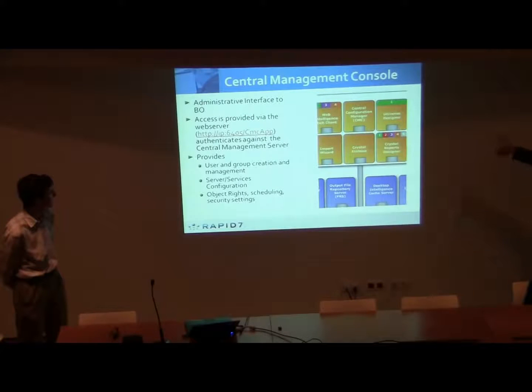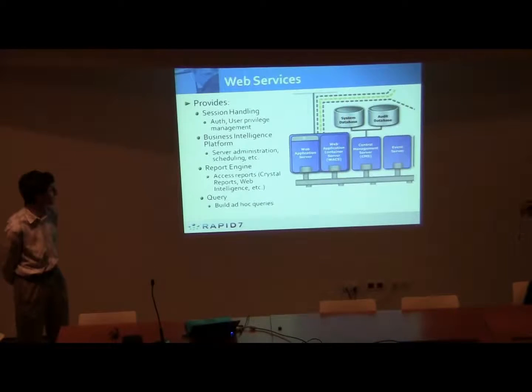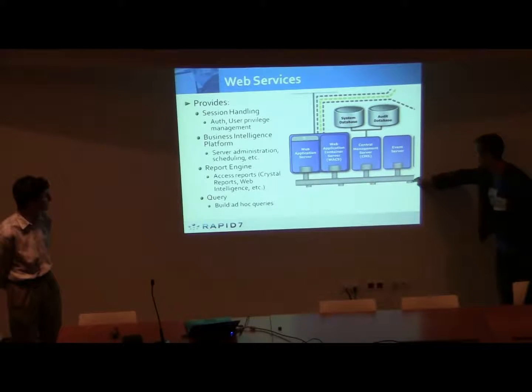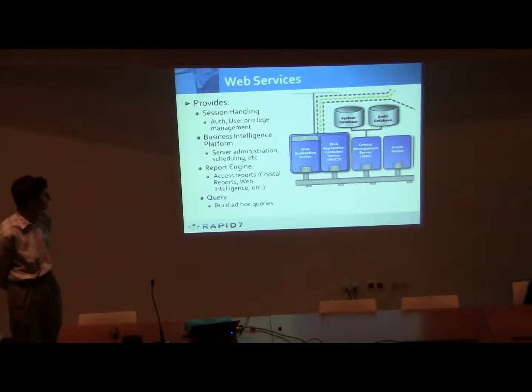The first was kind of in the middle, the central management console. Basically, it's the administrative interface. So anything dealing with administration, accessible via the web server, user group creation. Really powerful though, because you can administer the rest of BusinessObjects. Second, web services, which was kind of on the left. Brokers requests from the browser to different parts of BusinessObjects using the bus, which you saw in there. Again, a lot of different stuff can be done with it.